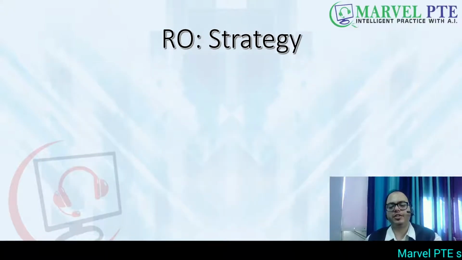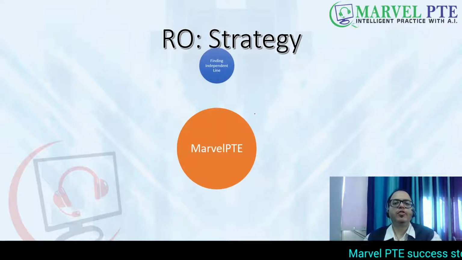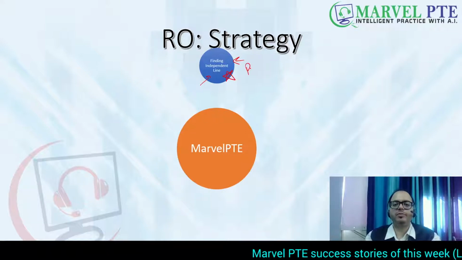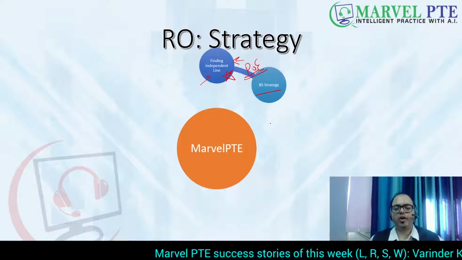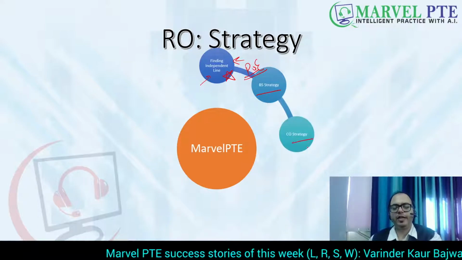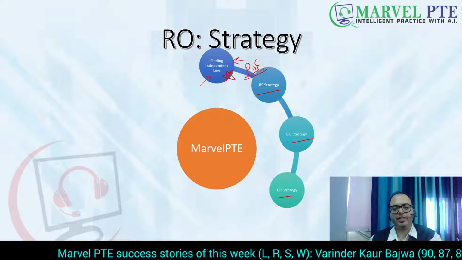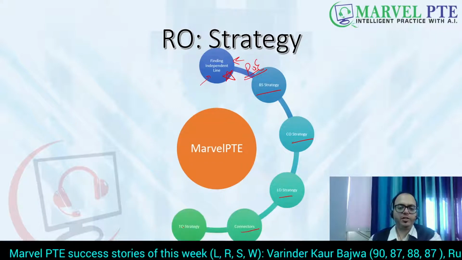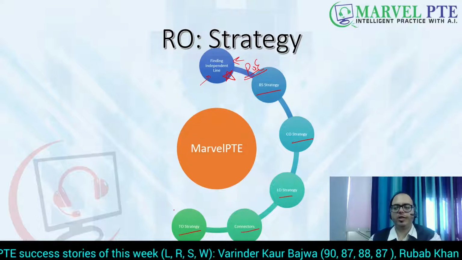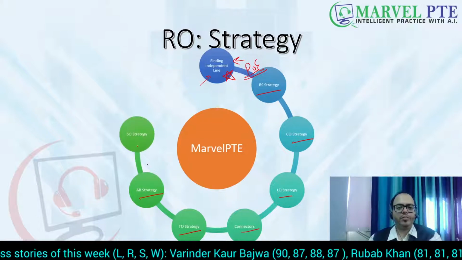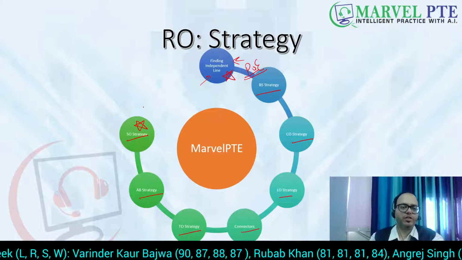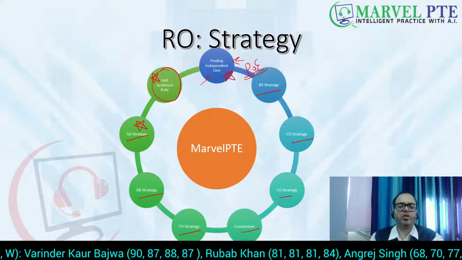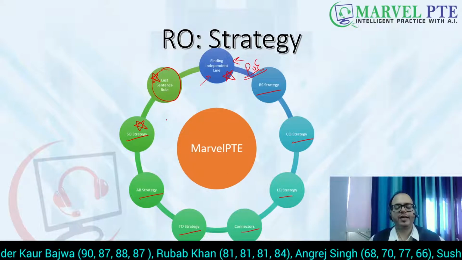And what are the strategies which we teach at Marvel PTE? We teach the strategies for finding the independent line. You have seen today its application using process of elimination. Then BS strategy, which is the broad to specific strategy. CO strategy, chronological order strategy. LO strategy, logical order strategy, connectors. TO strategy, which is topic order strategy. AB strategy, abbreviation strategy. SO strategy, you have seen its use today, which is the subject object strategy. And the last sentence rule. Also, you have seen its usage, how we find last sentences.